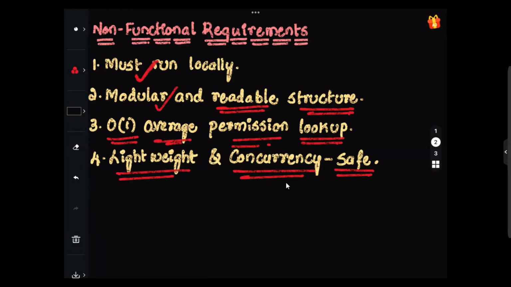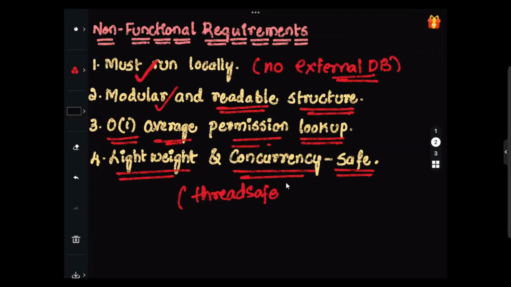Must run locally, in the sense we don't have to make use of an external DB here, right? So this is fine as we're just going with the CLI demo. The second one is fine. The third one, Big O of one average permission lookup, is also fine. Lightweight and concurrency safe in the sense that it should use thread-safe collections if scaled. This we have to keep in mind actually. This is fine, I believe.